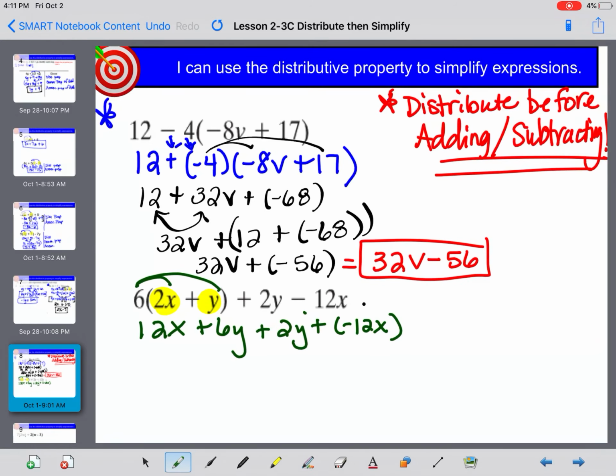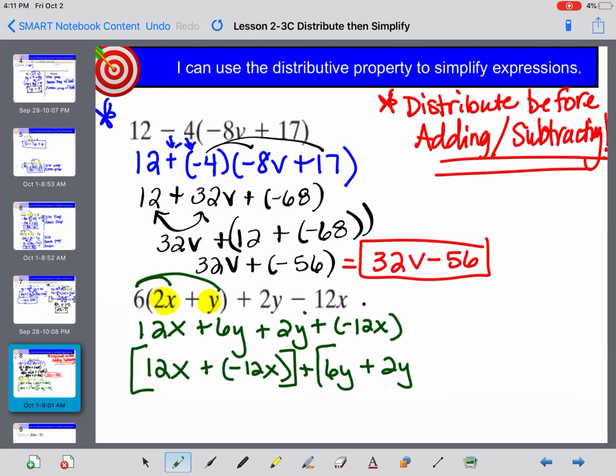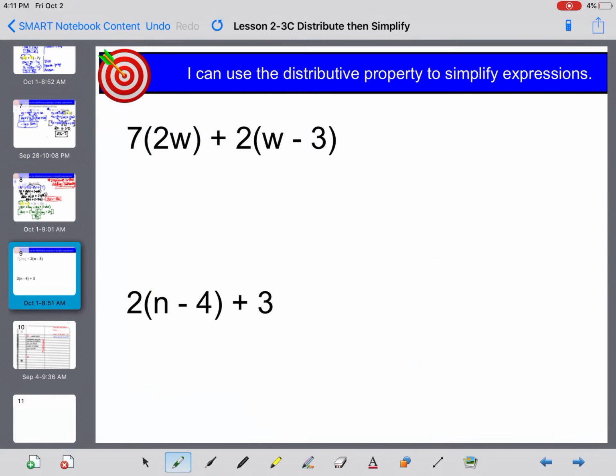Now I'm going to put all of my like terms next to each other. So 12x plus negative 12x plus 6y plus 2y. That was the commutative property that allowed me to do that. Now I'm going to use the associative property to group those. 12x plus negative 12x is 0, and so that doesn't equal anything. 6y plus 2y is 8y. My answer is 8y. Okay, let's try two more. Pause the video, try these, and then come on back to compare.